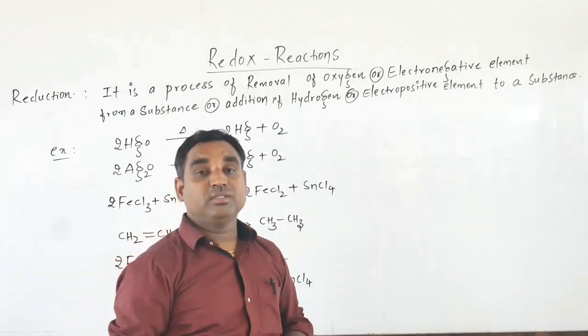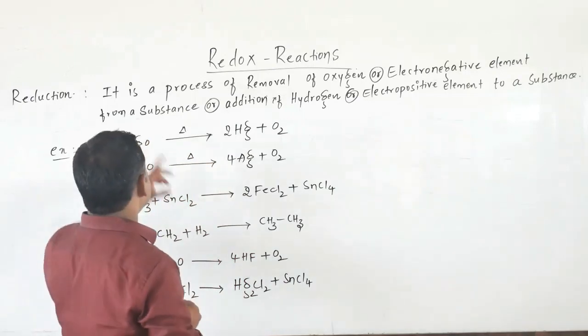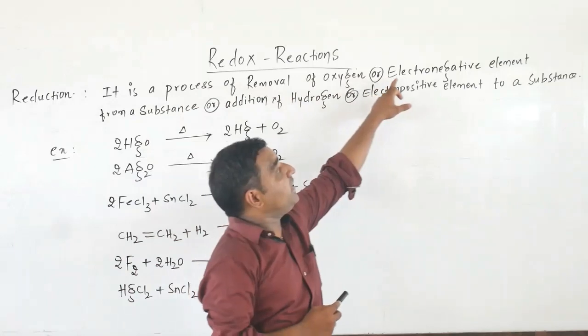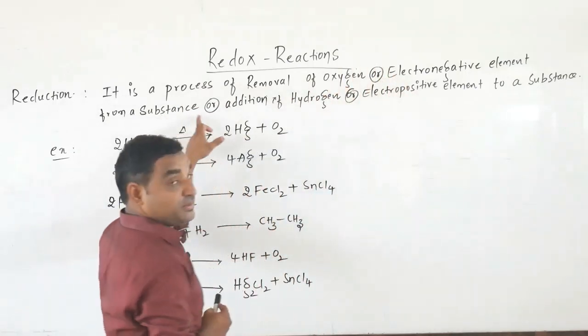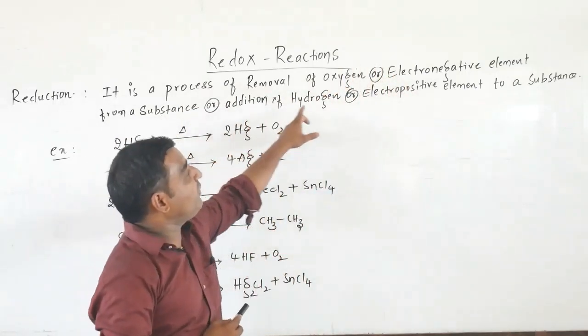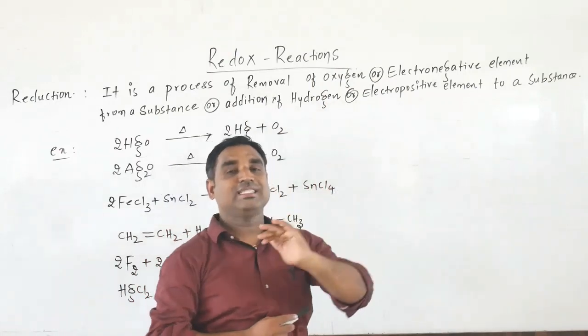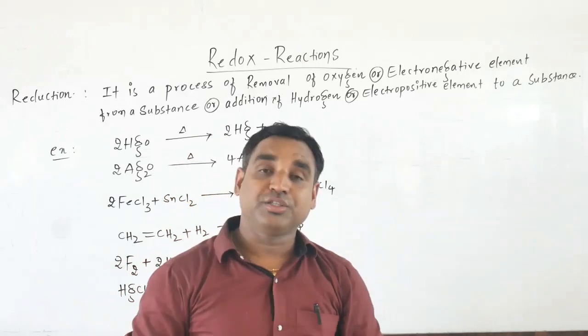Now we will discuss the reduction process. It is the process of removal of oxygen or an electronegative element from a substance, and addition of hydrogen or electropositive elements to a substance. So it is exactly the opposite of the oxidation process.